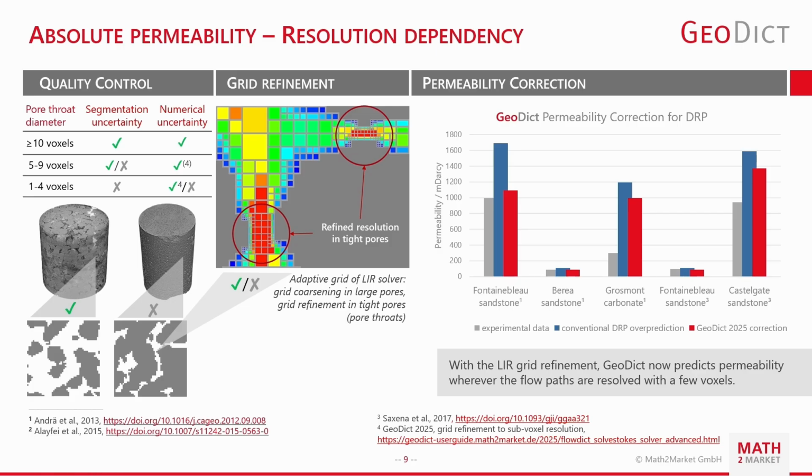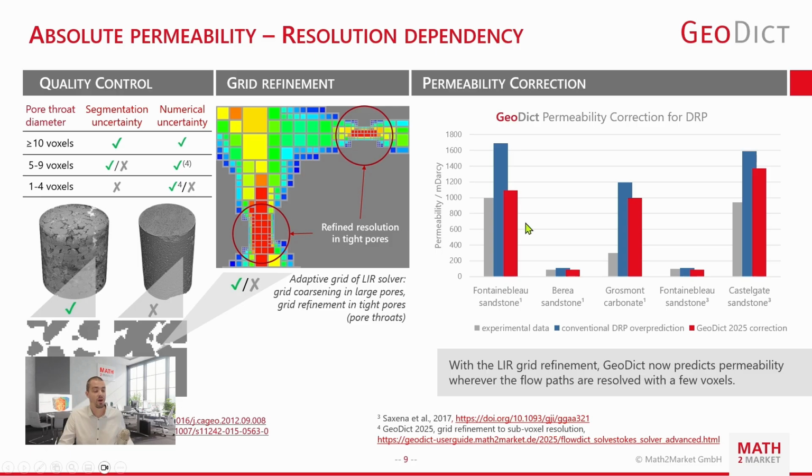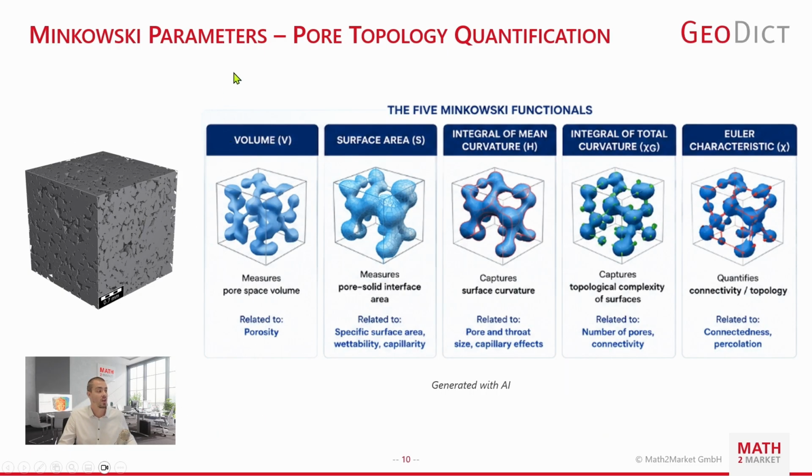So here the conclusion was that the discrepancy is probably not only from the resolution, but also from larger scale heterogeneities of the carbonate sample, and also, for example, the representative elementary volume that was scanned in this case. Okay, with that said, we can now move to more advanced porosity analysis, where I'm going to introduce the Minkowski parameters.